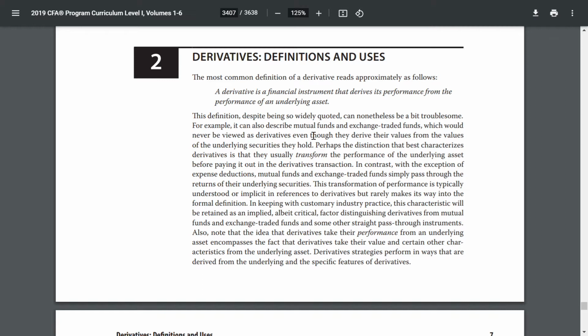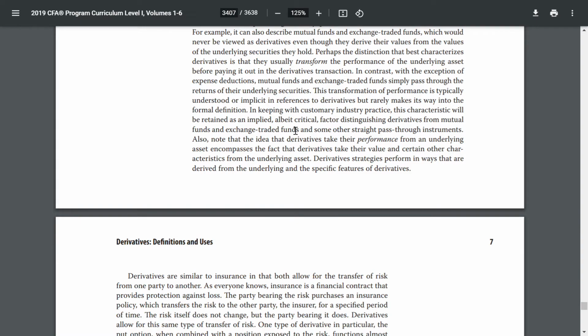Perhaps the distinction can be best characterized as derivatives usually transform the performance of the underlying asset before paying out the derivatives transactions and contracts. In contrast, with the exception of expense deductions, mutual funds and exchange-traded funds simply pass through the return of their underlying securities. This transformation of performance is typically understood or implicit in reference to derivatives, but rarely makes its way into the formal definition. In keeping with customary industry practices, the characteristic will be retained as an implied, albeit critical, factor distinguishing derivatives from mutual funds.